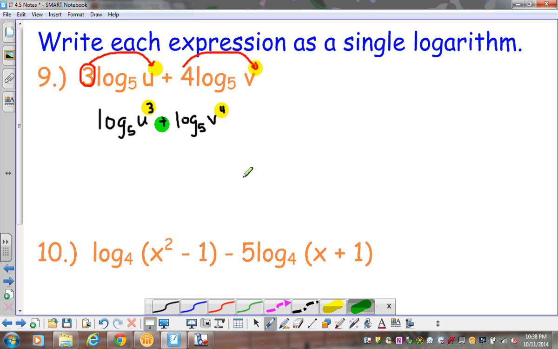So the last piece here, and then we're almost done, is to condense addition. Addition goes with multiplication. So to condense addition, we're going to multiply. So I've got log base 5. Notice take the same base. It's all base 5. Log base 5 of u cubed times v to the fourth. And because those don't have the same base, I am done. So it's log base 5 of u cubed times v to the fourth. Cool.